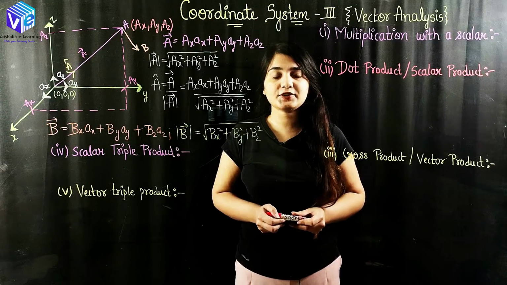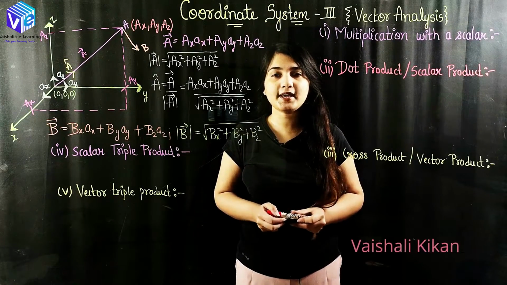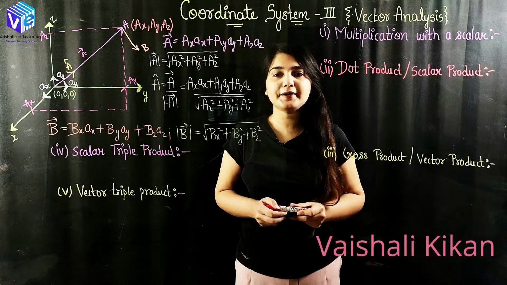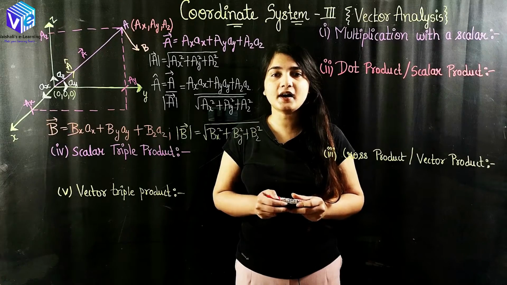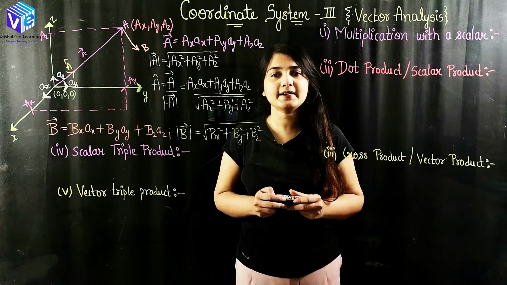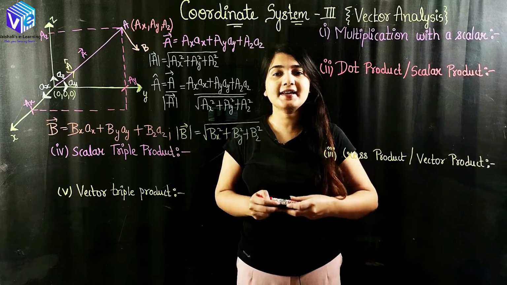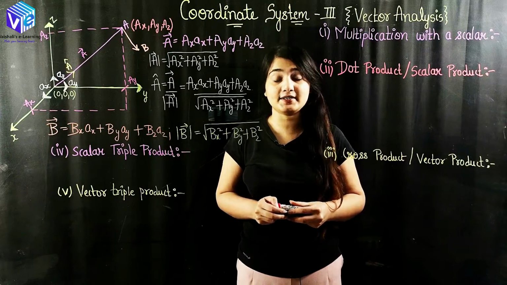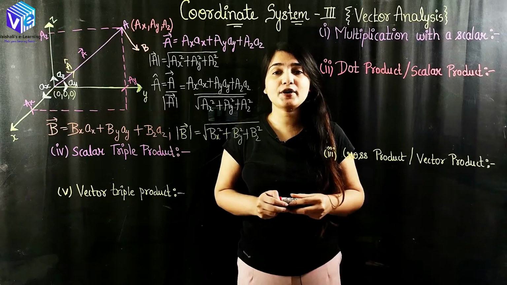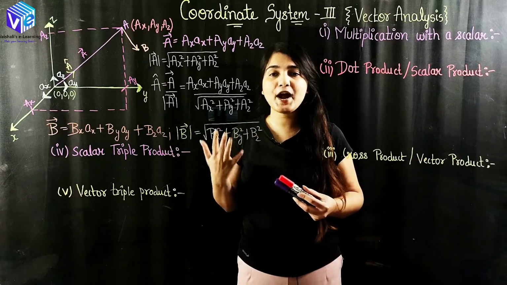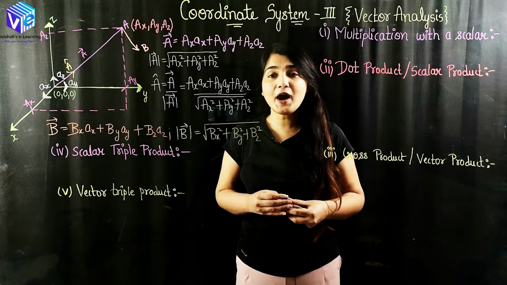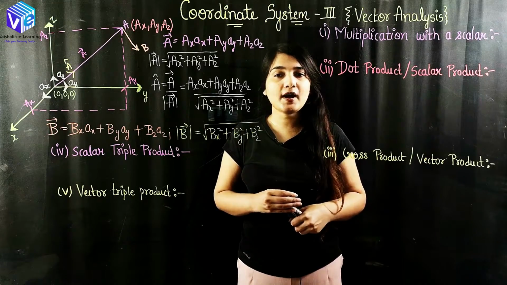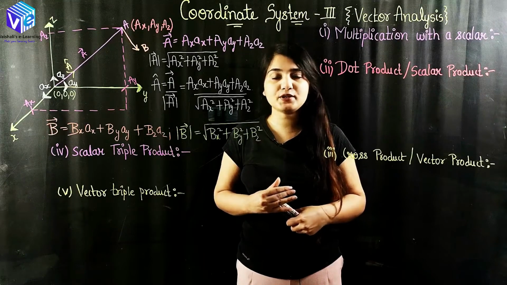We are discussing electromagnetics, or EMFT, and today in this session we are going to discuss the coordinate system and vector analysis. This is the third part of the coordinate system and vector analysis, and here we are going to discuss multiplication of vectors. In the previous video we have already seen how we can add or subtract two vectors. Now it is coming to multiplication. So, a quick recap of the previous videos.